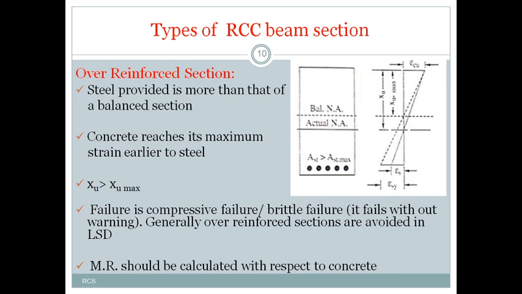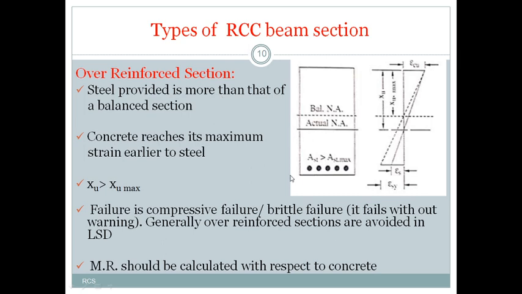If a structure collapses because of this over reinforced section, it will not give any warning before collapse. So that's why in the limit state method of design, these over reinforced sections are avoided. Any designer will not recommend you to provide an over reinforced section. It is not economical, as well as unsafe. It is uneconomical because we are providing more reinforcement.